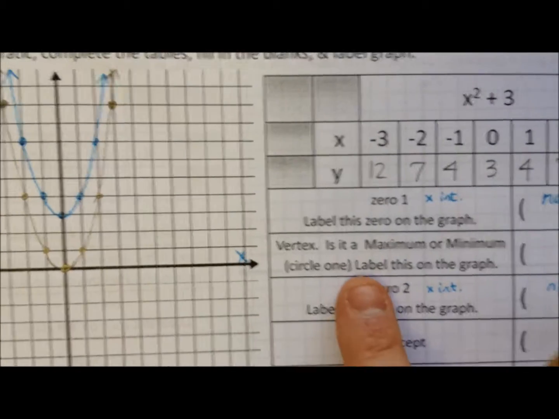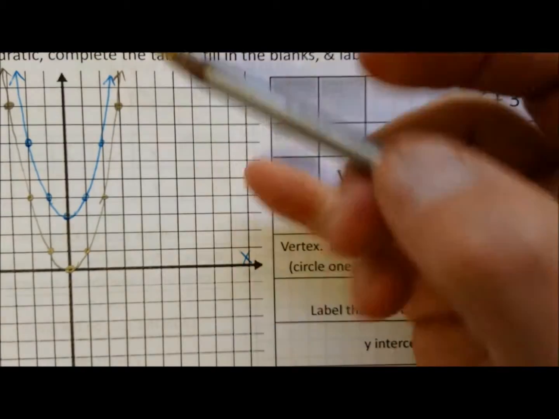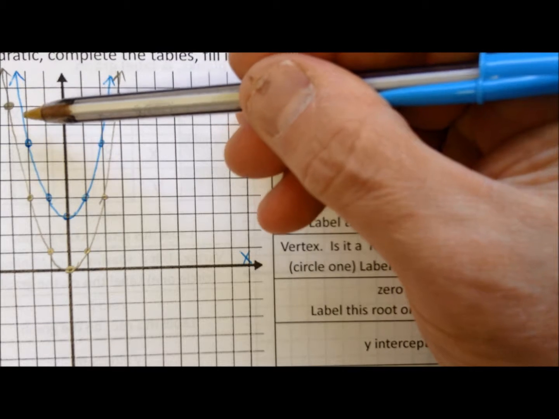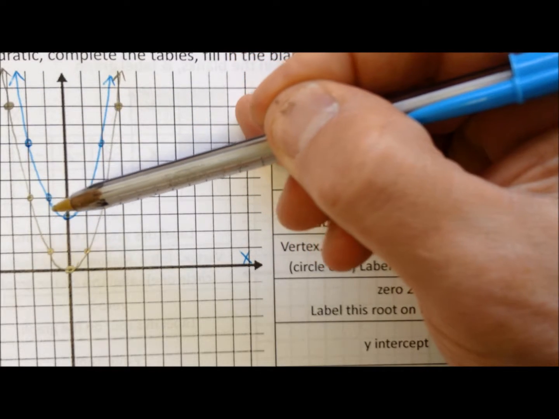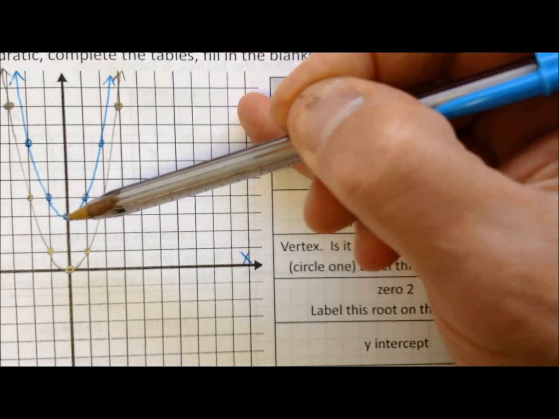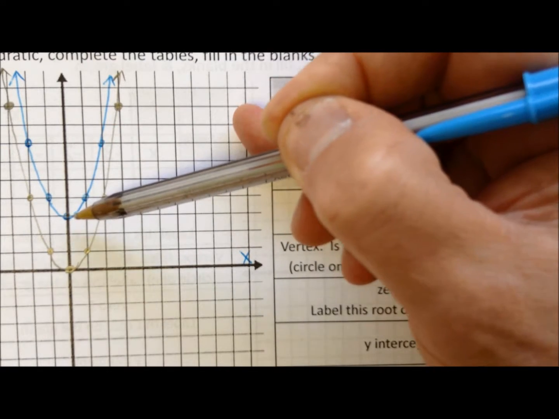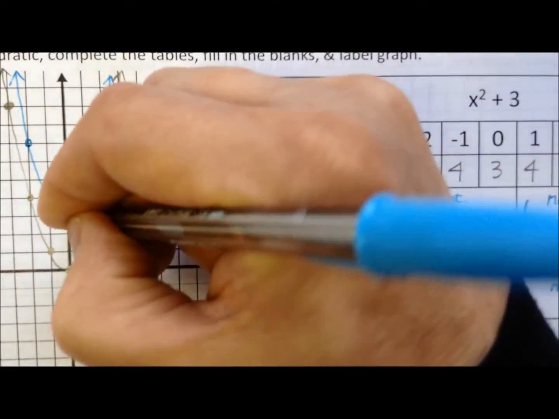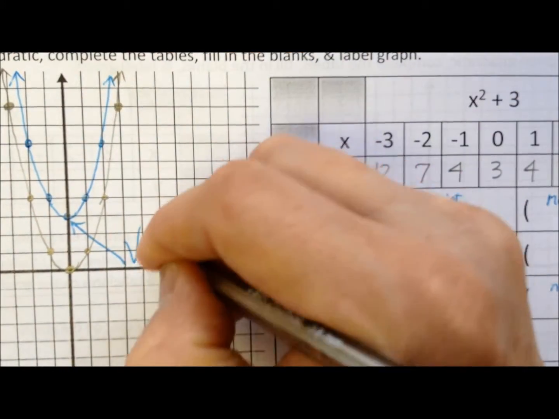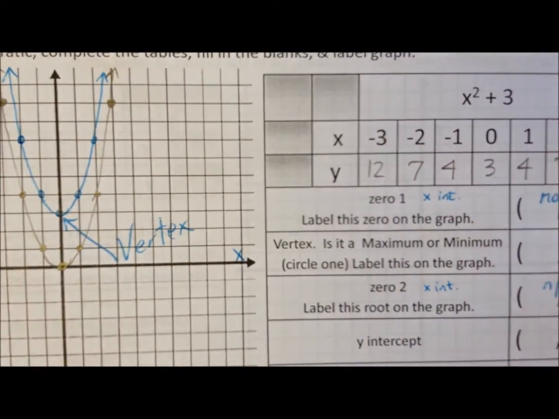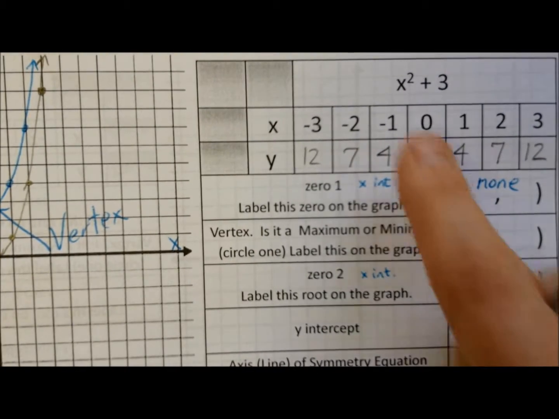All right, but we do have the vertex. The vertex is where it changes direction. So if I'm on a roller coaster, I'm coming down, down, down, down, down, down. I hit the bottom, and then I change direction. I start going up, up, up, up, up. So this is the point where it changes direction. So this is the vertex. The vertex is 0, 3.